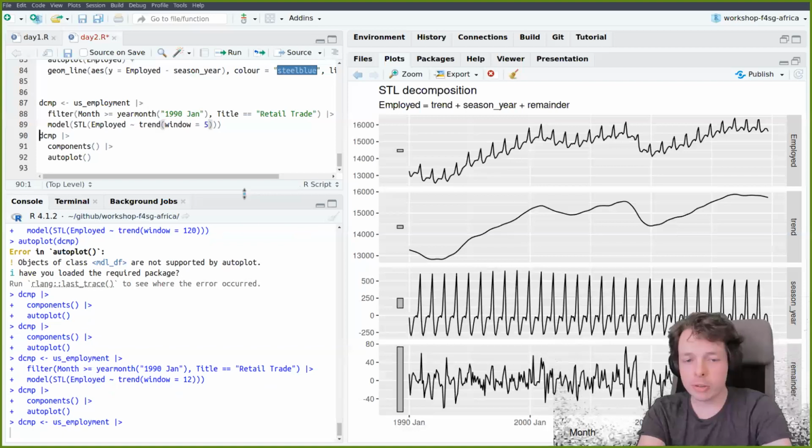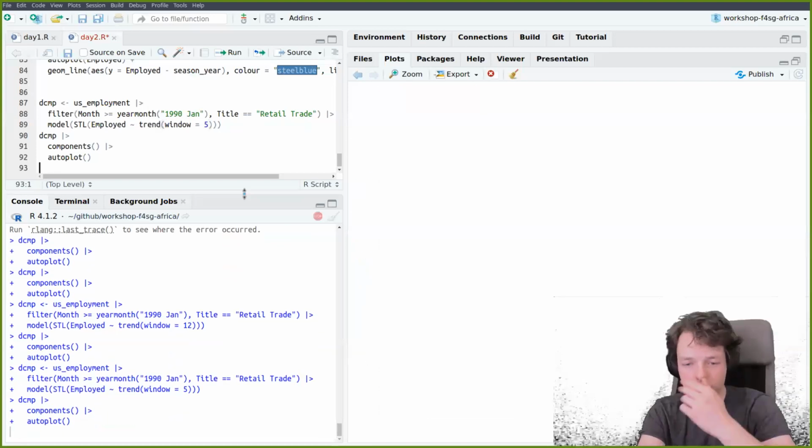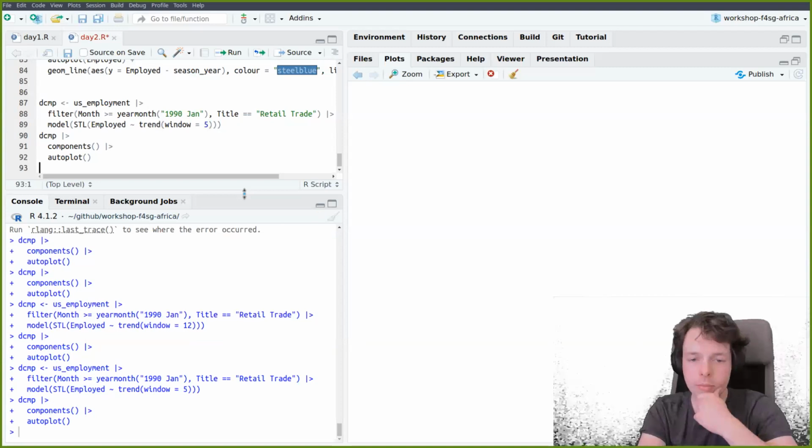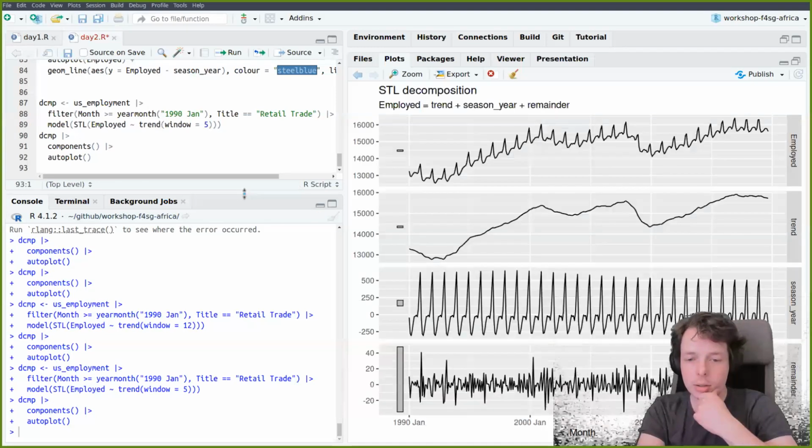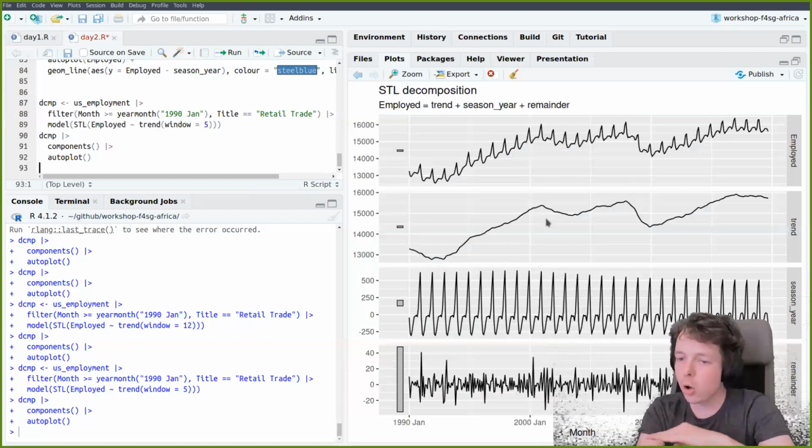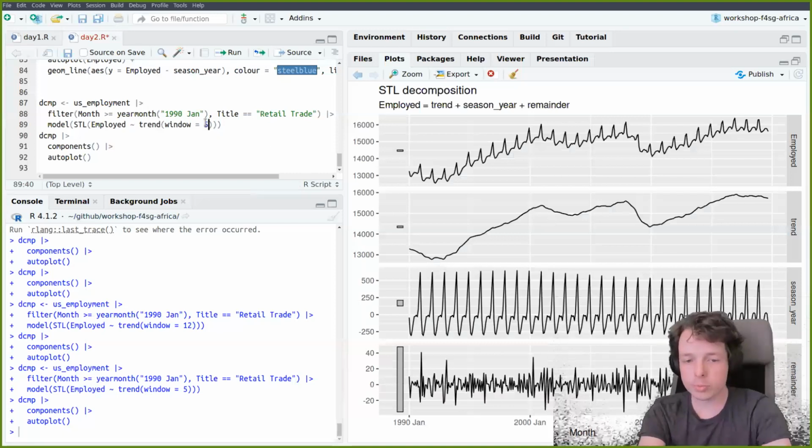What if I make it even smaller, maybe 5 months? Now you can see the trend window is so flexible that we're capturing some of the randomness here. There's lots of little bumps. We don't want little bumps in the trend because trends should be a smooth pattern, a long-term trajectory for the data. So 5 is too small. So I think the sweet spot is maybe around 13, maybe 15. You can play around with that. Just like lambda, it's not very sensitive. So as long as you're close, it should be okay.